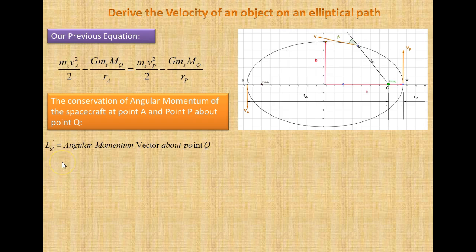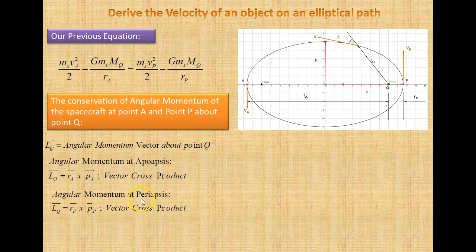So let's call our angular momentum LQ. It's a vector. Angular momentum is a vector about point Q, right there. So angular momentum at apoapsis, right there, is equal to RA cross the momentum. Cross is a vector symbol for the cross product. So it's a vector cross product, and in order to know what that is, you'd have to take vector calculus. Angular momentum at periapsis is equal to RP cross P, the momentum at P. Okay, that's a vector cross product.